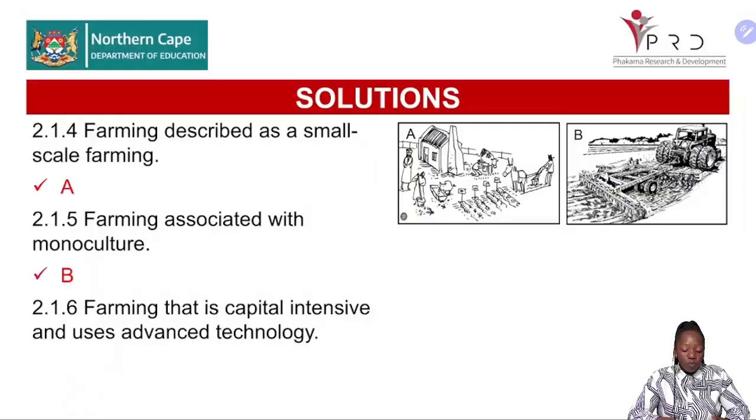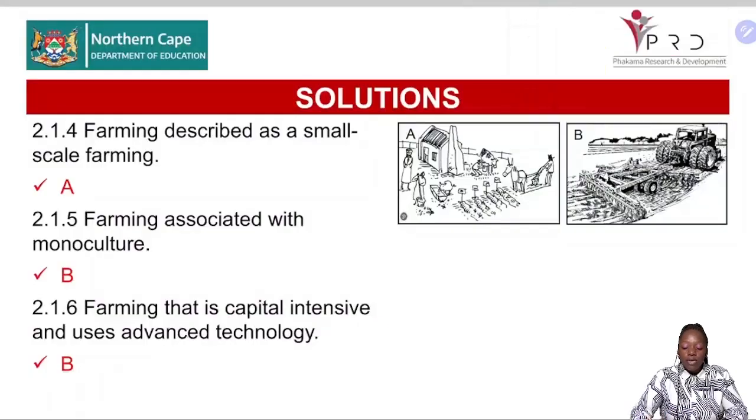Then your 2.1.6, the farming that is capital intensive and uses advanced technology. So it is B. Capital intensive means there is so much money that has been put in. As you can see, the equipment that they are using, and also it uses advanced technology, which is B, as you can see in the photograph.